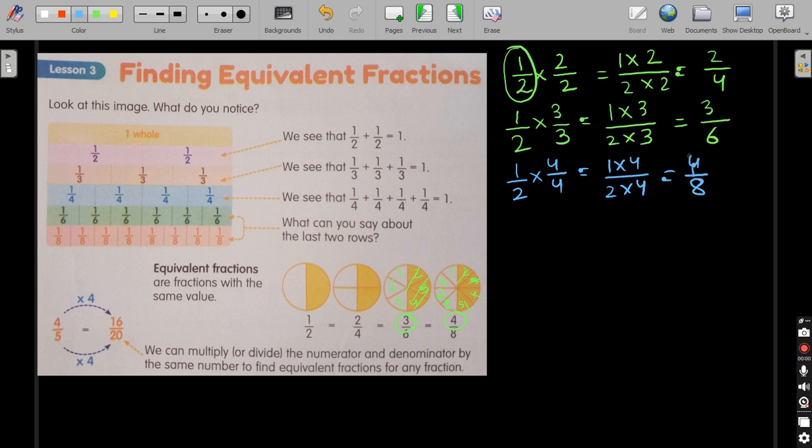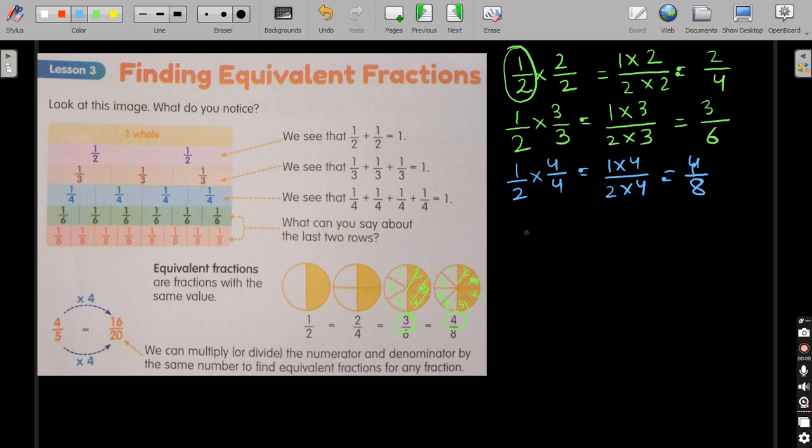So this is the process to find your equivalent fraction. What you need to do is multiply the same number in the numerator and the same number in the denominator. Then we can say that the result is the equivalent fraction. I hope you are understanding it.